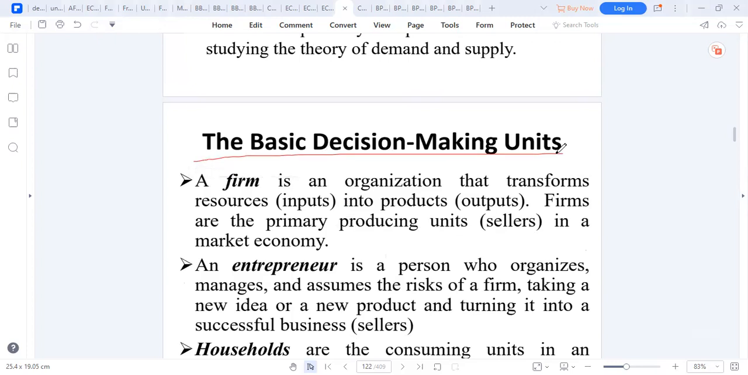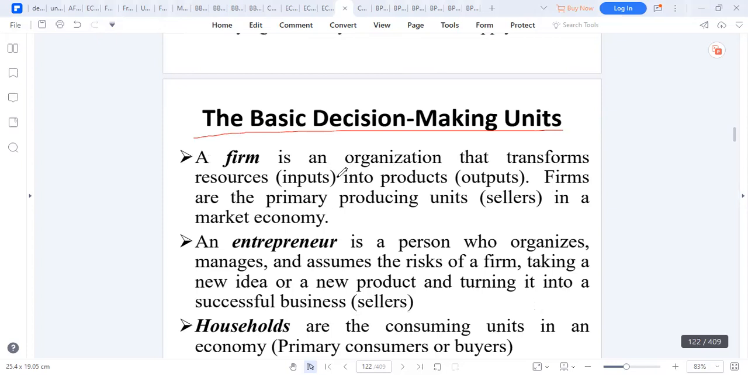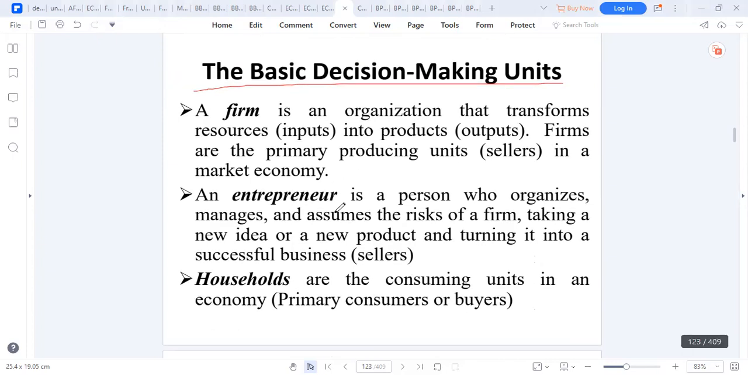What are the basic decision-making units? We have firms, entrepreneurs, and households. A firm is simply an organization that transforms resources or inputs into outputs, and firms are primarily influencers of the prices. An entrepreneur is a person who organizes, manages, and assumes the risk by taking a business idea and turning it into a successful business. We also have households. These are the consuming units in the economy. We have primary and secondary consumers.